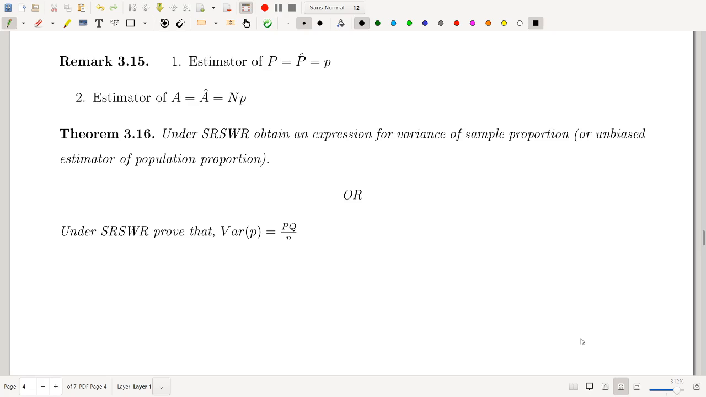Now look at this remark. Usually P is unknown, meaning population proportion is unknown. So the estimator of this P is denoted by P cap, and we are going to take its estimator as the sample proportion. Just like that, the estimator of A is denoted by A cap, and its estimator is N into small p.